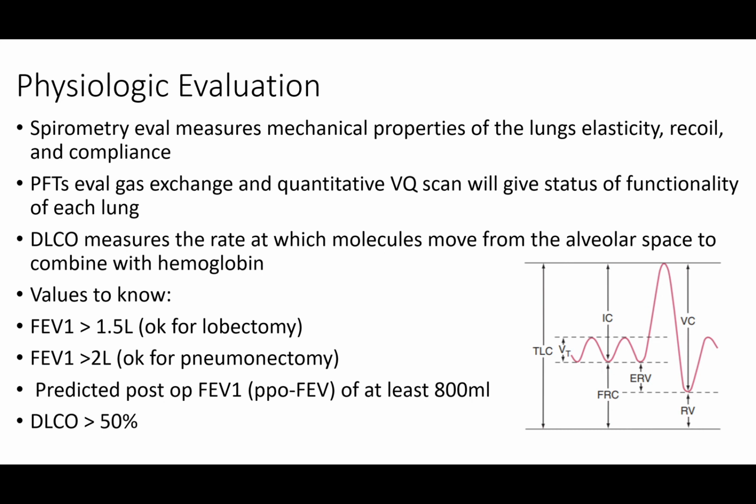So the predicted post-op FEV1 should be at least 800 mL. If they don't have that number, that's kind of a magic number that says the need for chronic oxygen post-operatively is likely, and there is morbidity associated with surgery if you have a predicted post-op FEV1 of less than 800. And then you want a DLCO greater than 50%.